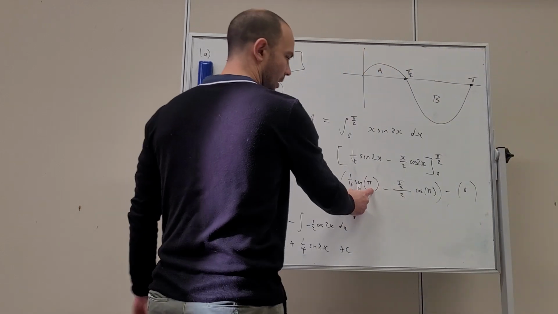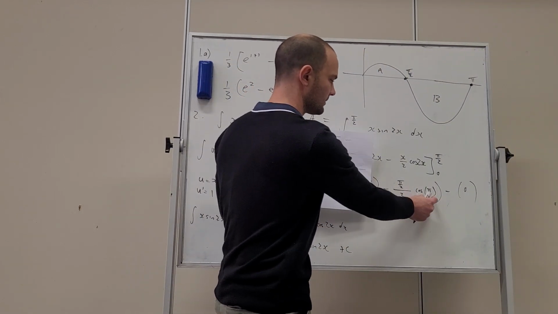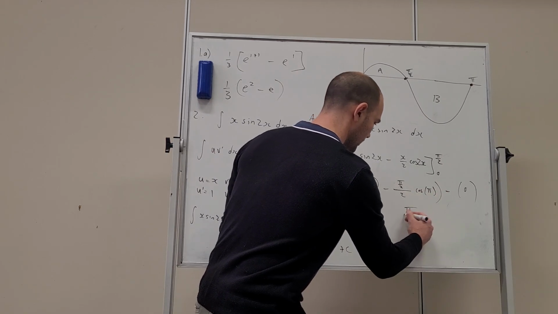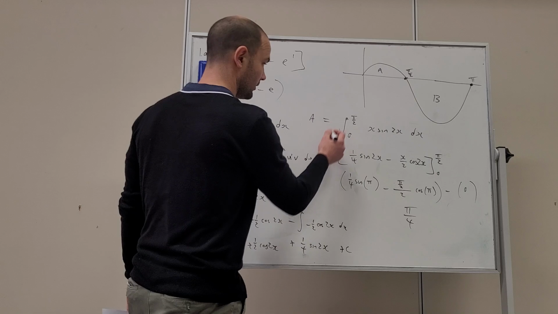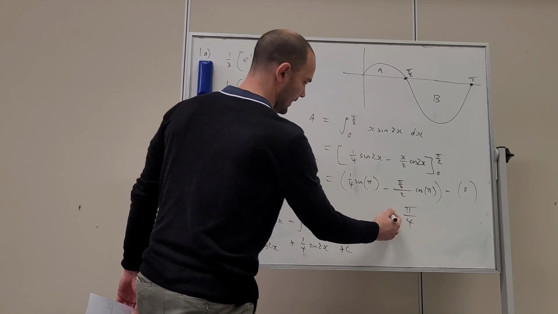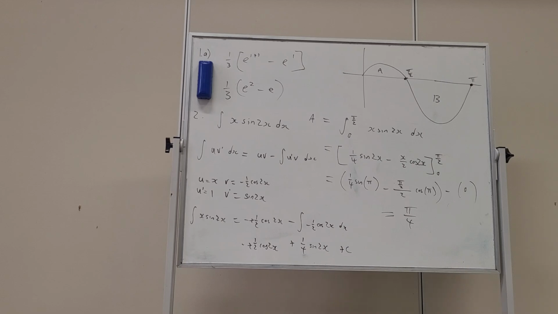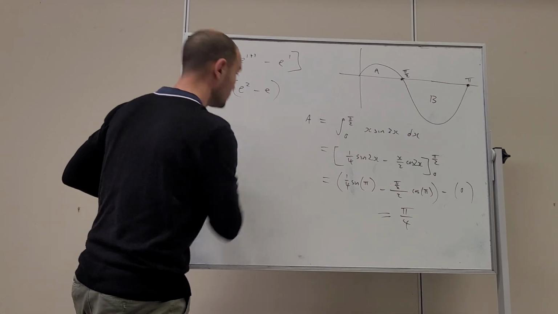Okay, sine of pi is 0, so we're focused here then. We have minus pi on 4 times minus 1. That leaves us with positive pi on 4. So we've got the integral statement, the definite integral, the substitution, and our answer. Okay, so that's the area for region A. Let's do it for region B.